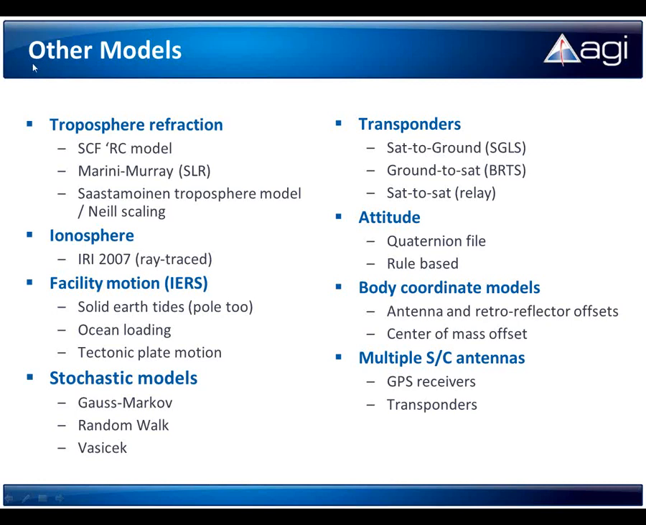So some of the other models that are taken into account in the OD problem include, as I mentioned, troposphere, facility motion. There are numerous stochastic models. We can model transponders, multiple antennas, because again, with the OD problem, a lot of times the details matter. So we have the ability to take into account all of that.